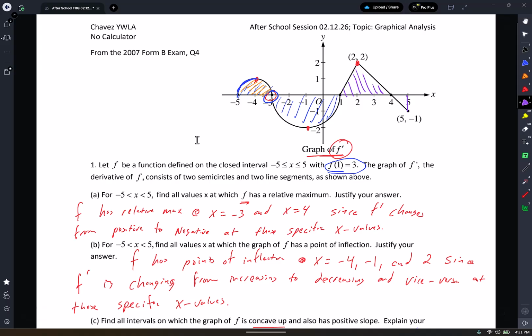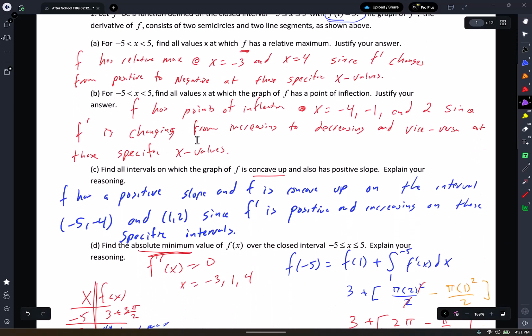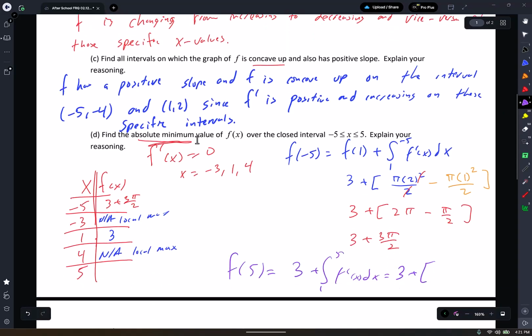Wait, base times height divided by 2. Okay, this is just base times height. My base, here's 1, here's 4. So this base is 3, and the height is 2. Do you guys see that? 3 times 2 is 6, divided by 2 is 3. It is above the x-axis, and since I'm starting at 1 and ending at 5, it is positive.